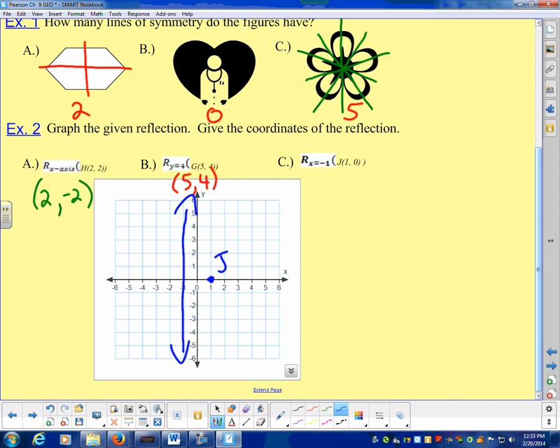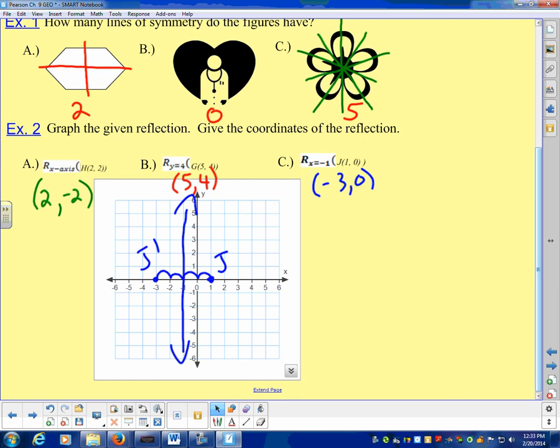How far away is this? So on the other side, when I fold it over, reflect it over, it's going to be 1, 2 over here. So 1, 2, 1, 2. Here's my J prime. What's the coordinate of J prime? -3, 0. Real easy to do, just counting distance.